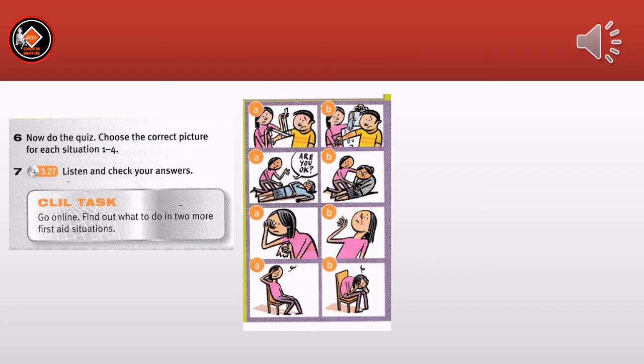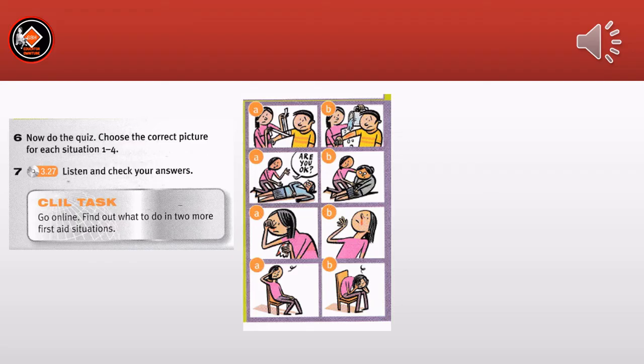Question 1. Your little brother has burned himself on the cooker. The correct answer is B. You should put cold water on the burn. Question 2. A woman is lying on the ground and isn't moving. The correct answer is A. You shouldn't try to move someone in this situation. Call an ambulance.